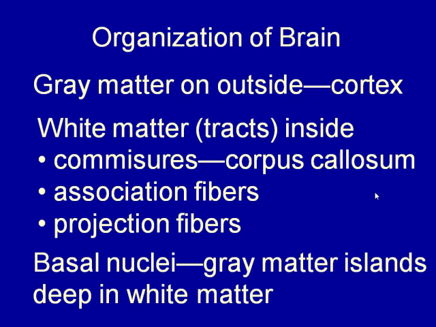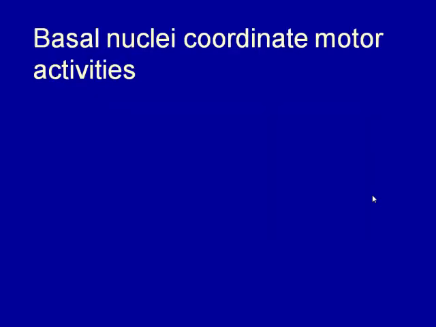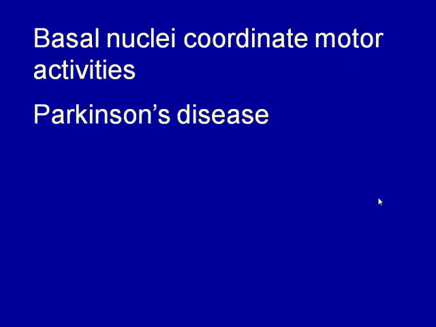Then deep in the brain are little clusters of cell bodies, and you'll remember that cell bodies are gray matter and that they are called nuclei in the central nervous system. So these basal nuclei are little islands of gray matter embedded deep in the white matter. Now the basal nuclei are the ones that help coordinate motor activities.